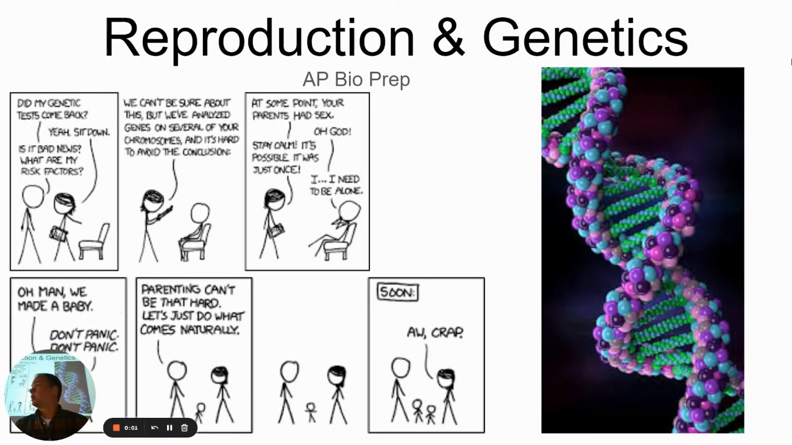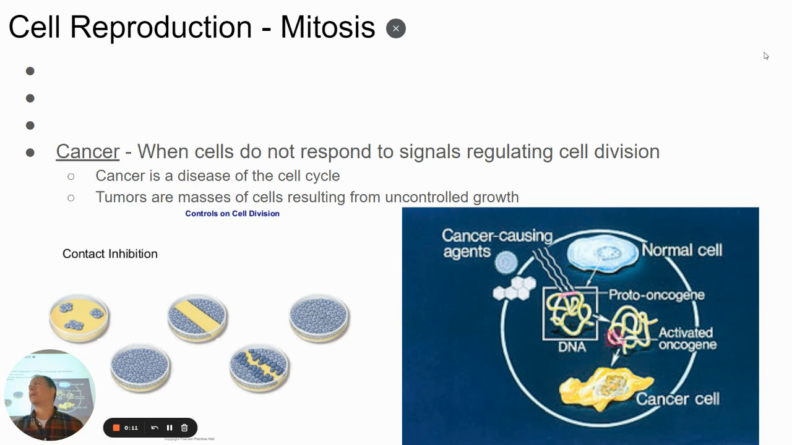All right. So like I said, this unit is about cell reproduction, human reproduction, and also basic genetics. So we'll start today by talking about cell reproduction. So we know cells have to reproduce for multiple reasons.